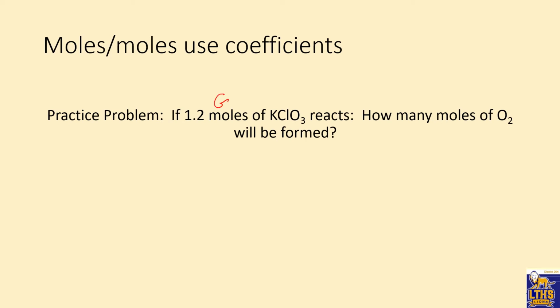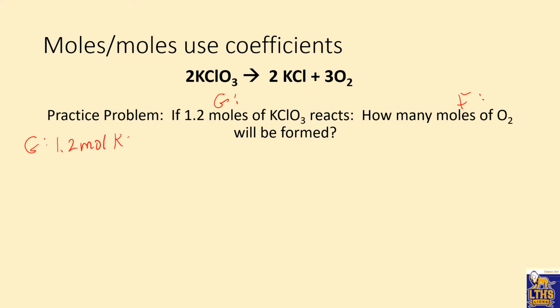Here's what we're given in the problem. Given 1.2 moles of KClO3 react, we want to find how many moles of O2 are going to form. So we need a balanced equation. Good thing it just flew in. So I like to list it out here. Given 1.2 moles of KClO3, potassium chlorate. Find moles of O2.